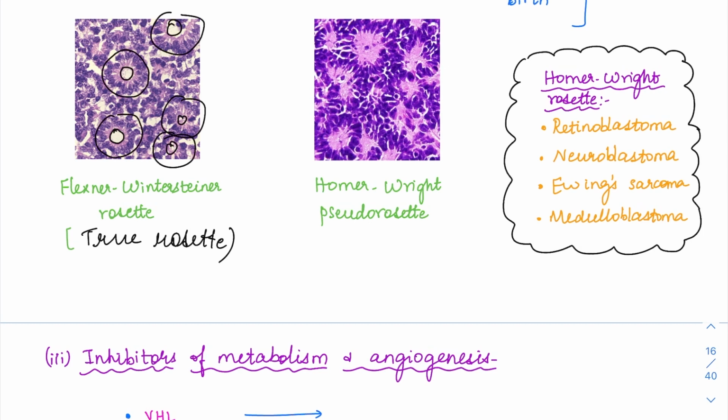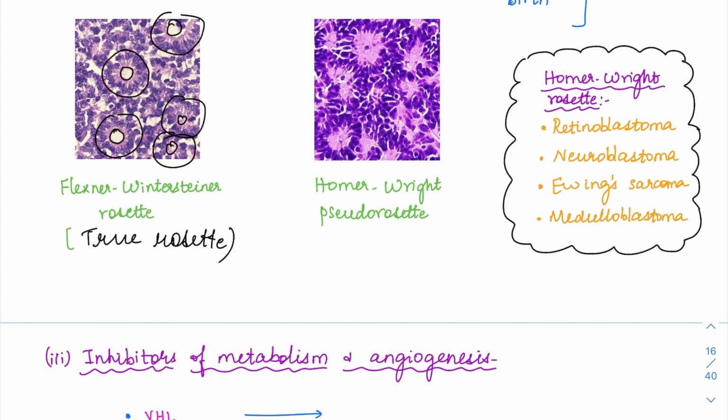So any rosette which has an empty lumen with no contents inside it is going to be called a true rosette. Examples of true rosettes are Flexner-Wintersteiner rosettes, which are found in retinoblastoma. Other than that, we have true rosettes in ependymoma, and we also have central neurocytomas, which are again a brain tumor, which again have true rosettes.